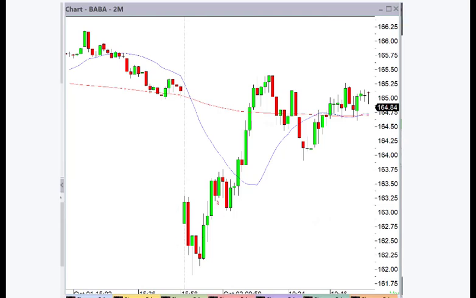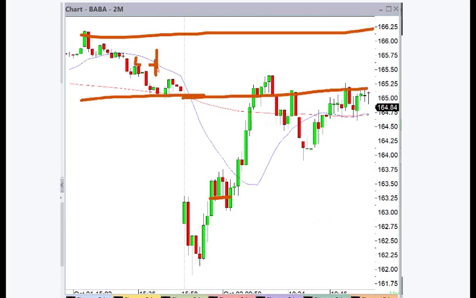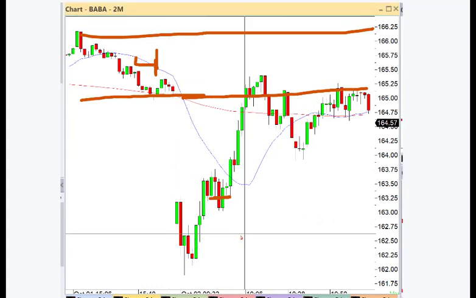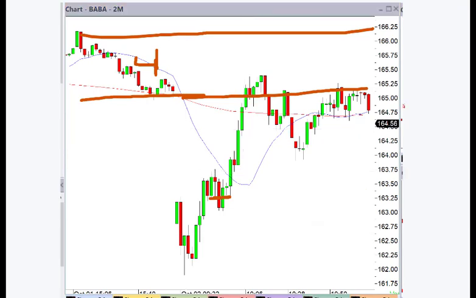So let me give you an example. You see, this is a short setup right here. You are under the fabulous 4. You are under the 200-period moving average. Your stock has moved up to the declining 20-period moving average, boom. Red has eliminated green. You go short there. Stopped out.